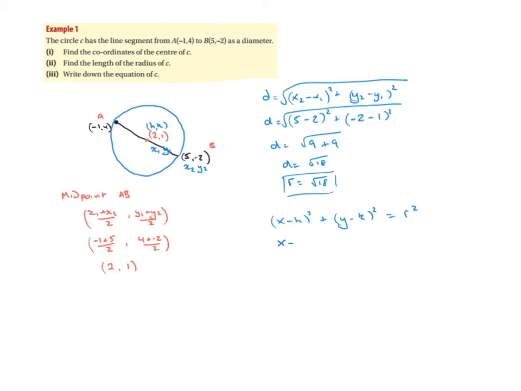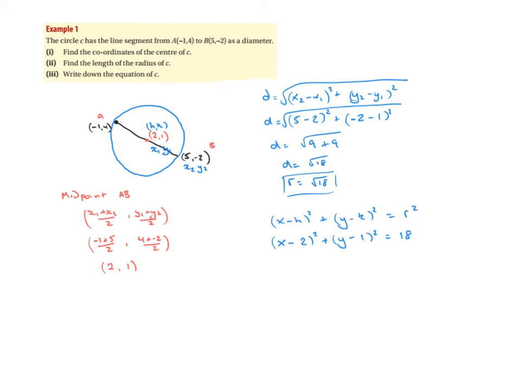x minus 2 all squared plus y minus, and my k was 1, all squared, is equal to root 18 all squared. The square and the square root will disappear to get us equal to 18. And we now have the equation of C.